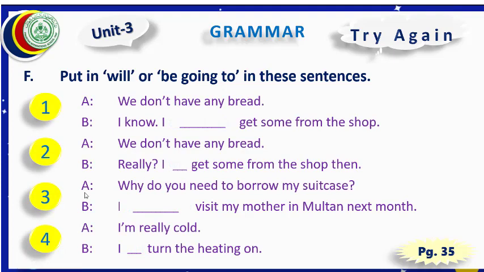Yes, students, we shall do the exercise. We don't have any bread. I know, I am going to. He has already planned. We don't have any bread. Really? I will get some. This is an offer. Willing to do something. Why do you need to borrow my suitcase? I am going to visit. This is a plan. I am really cold. I will turn the heating on. This is willingness. This is an offer. That is why will is used.